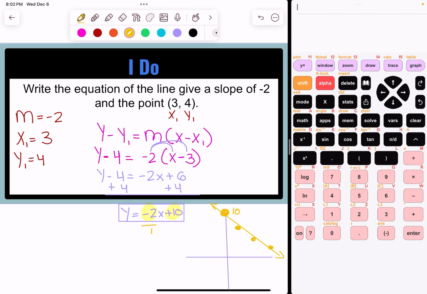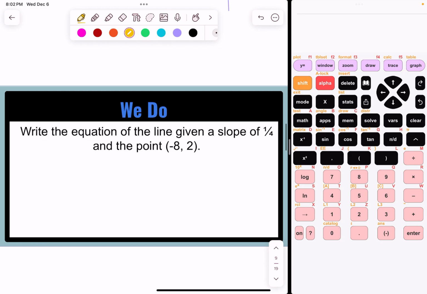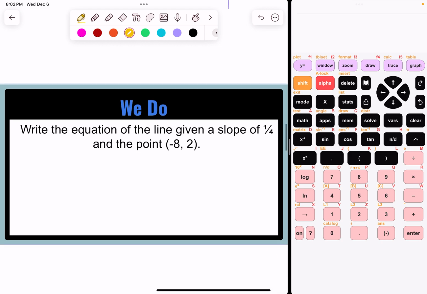All right. Let's look at another practice problem. Write the equation of a line given a slope of 1/4. So my m is 1 over 4. And the point negative 8, 2. So my x1 is negative 8. And my y1 is 2.